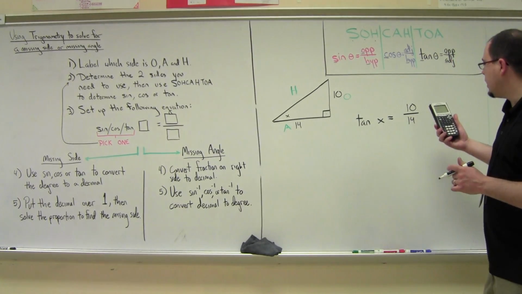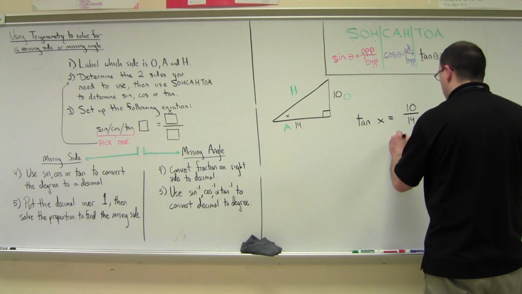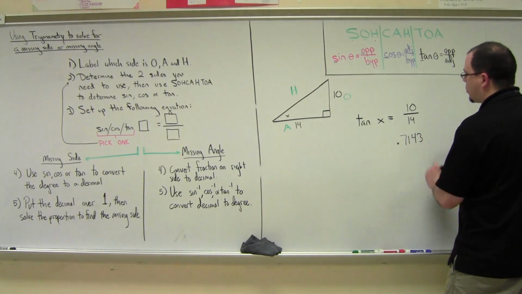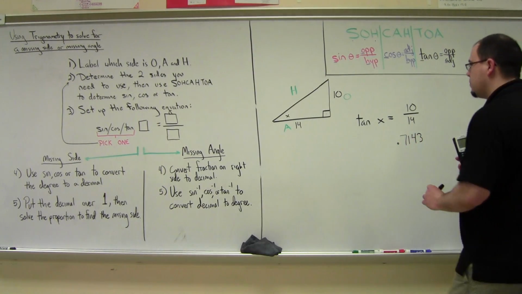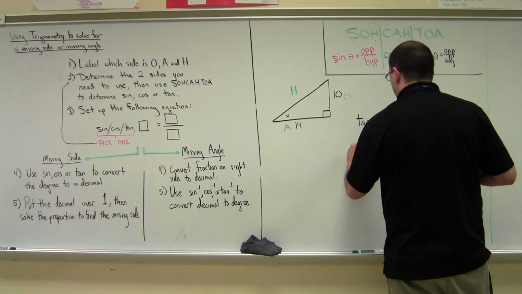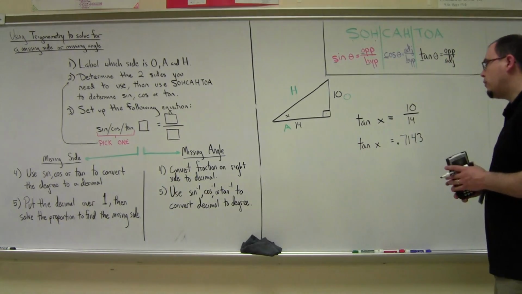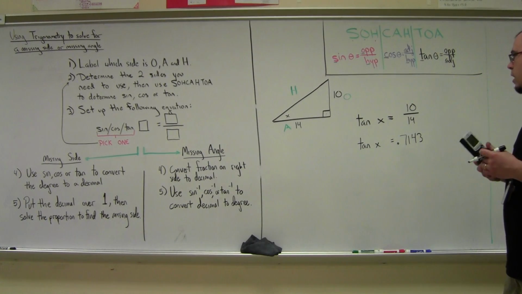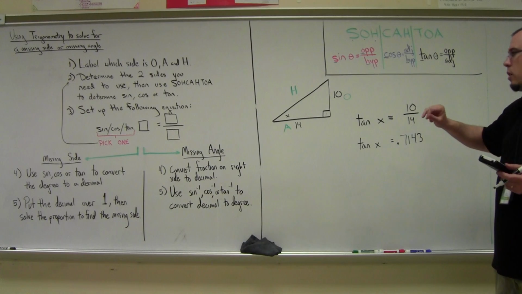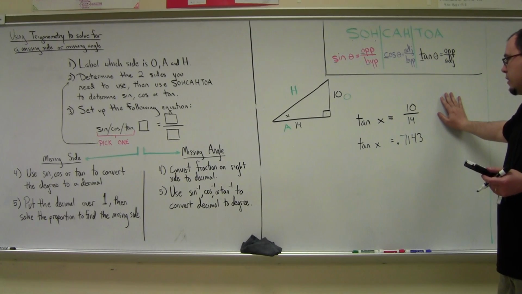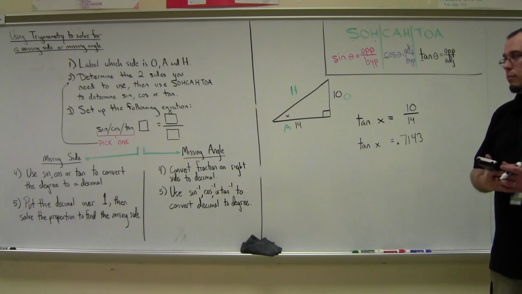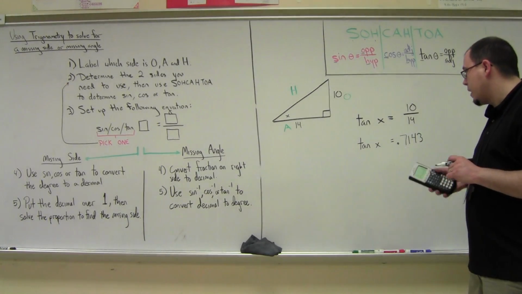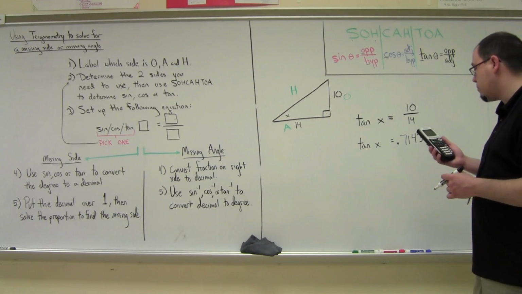So 10 over 14, we have 0.71428, so I'm going to round it to 0.7143. We're going to have the tangent of x. Now, if you wanted a more precise answer, you could just use that decimal, but for our sake, because we're not all working with the same materials necessarily, I'm going to just have you round for now. On the test, I'll give you the benefit of the doubt. If you do it one way or the other, I'll have both answers, I'll check, and hopefully you've shown your work to show that you're doing it the right way.